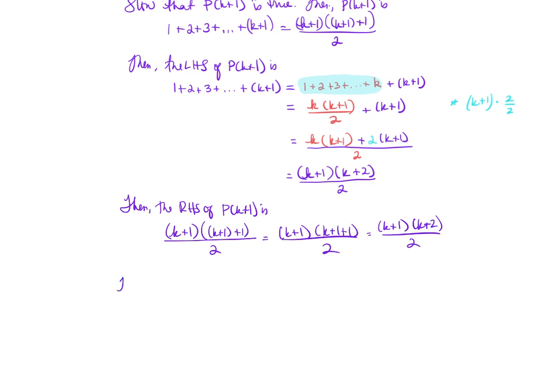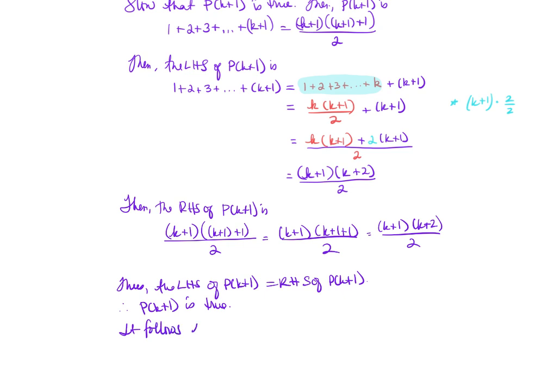So we would say thus, the left-hand side of P of k plus 1 equals the right-hand side of P of k plus 1. Therefore, P of k plus 1 is true. We would say it follows by induction that P of n is true for all n in Z plus. And we finished, so we'll write our QED, or put our box.